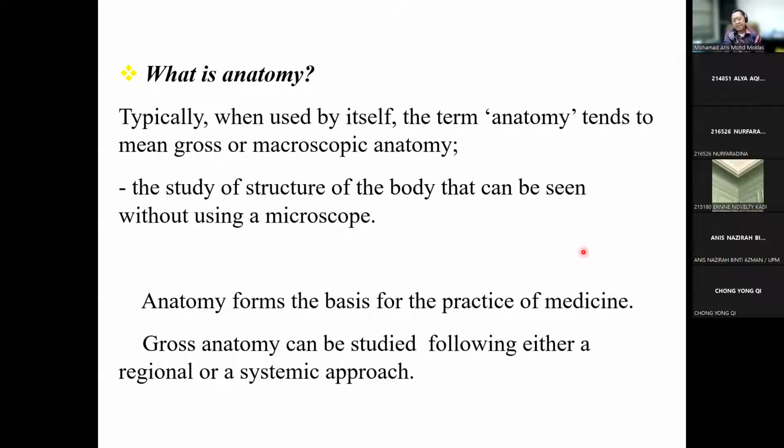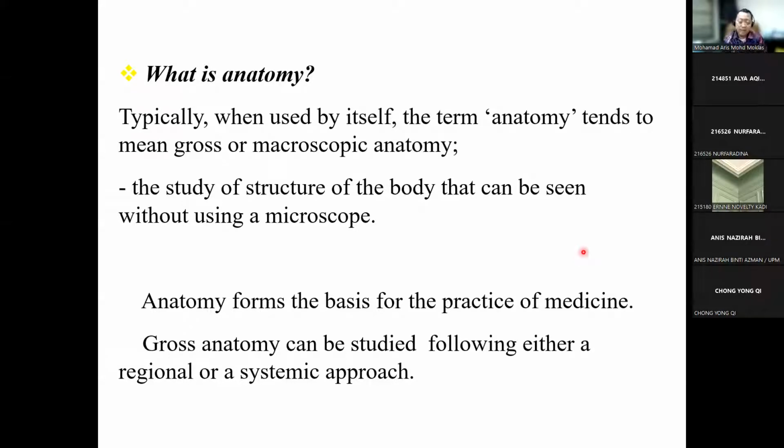So how do we study anatomy? Basically, gross anatomy can be studied following either a regional or systemic approach. What do you mean by regional? Regional means that we divide our body based on the parts. Examples are your head and neck area, your upper limbs, your trunk, and also lower limbs. For example, if you learn about the head and neck, you will learn everything about the bones of the head and neck, the muscles, the blood supply, the nerves, and so on. It means that you study everything in the regional approach.